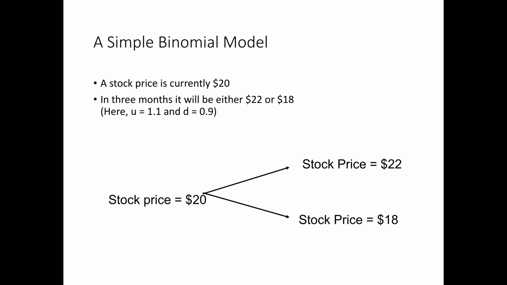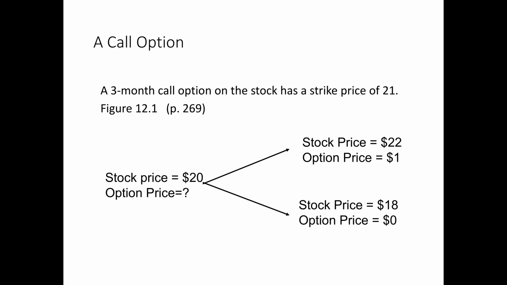The stock price currently is traded at $20. Let's suppose in 3 months, it will either jump to $22 or drop to $18. In other words, it's like 10% up or 10% down. So the up movement factor is 1.1, and the down movement factor here is 0.9. So this is what the stock will look like, either $22 or $18.